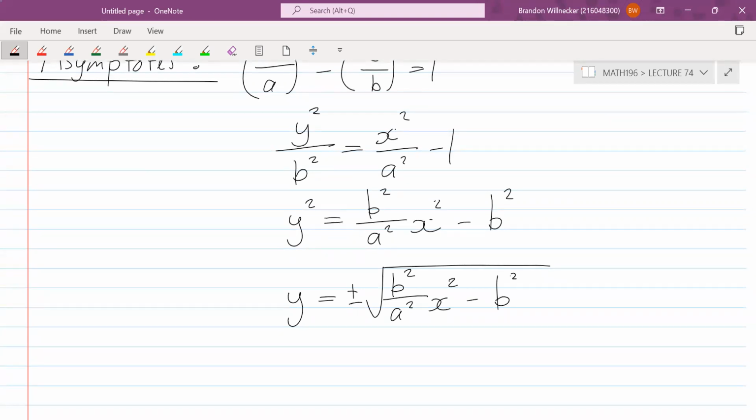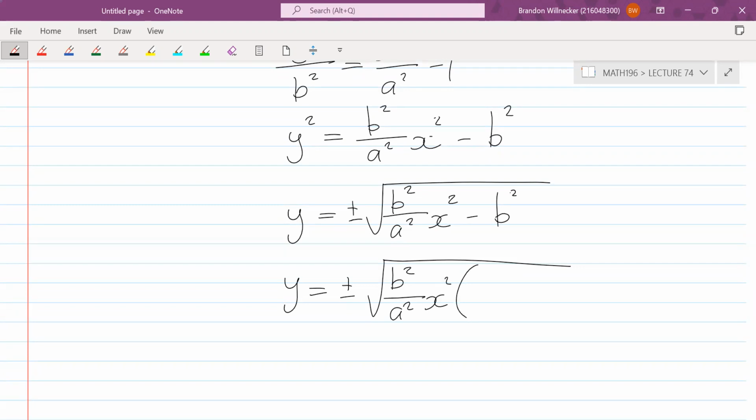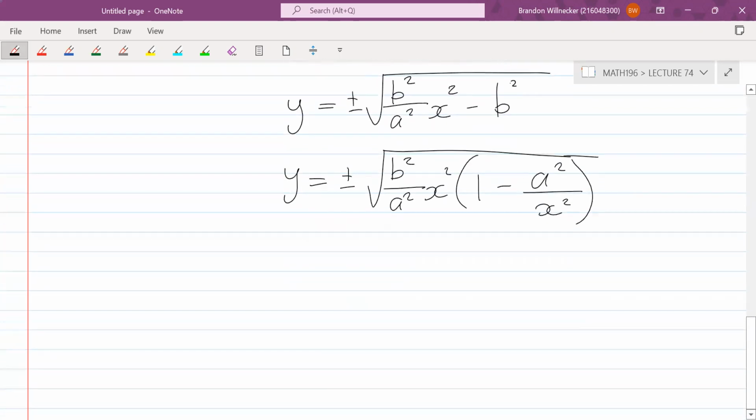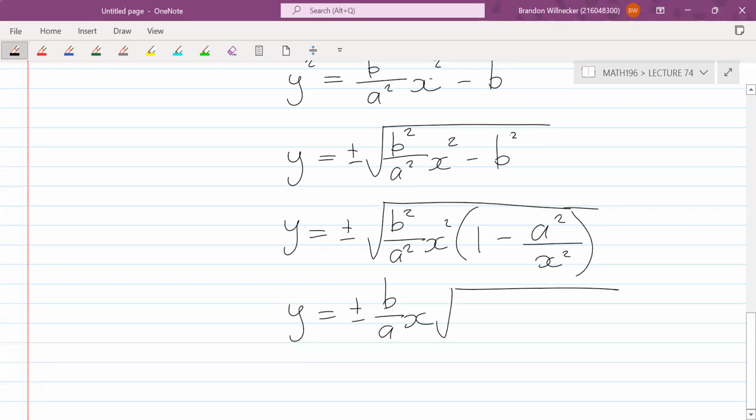Now I'm going to factor out b squared over a squared times x squared from the square root. So we get y is equal to plus or minus square root b squared over a squared times x squared into 1 minus a squared over x squared. Okay, so that's just factoring it out there. Now we can take the roots and we end up with y is equal to plus or minus b over a times x. And then we still have the roots of this other term, 1 minus a squared over x squared.